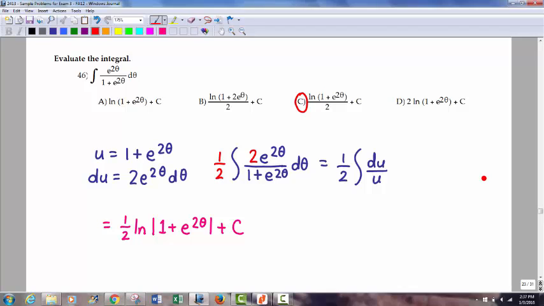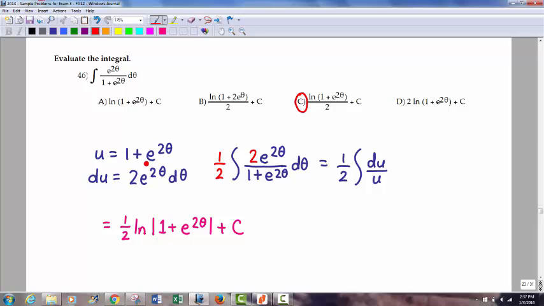All right, now here's one where it has e's, but the exponent would not make any sense as being what u should be. Now, what we have to do here is let u be the entire denominator of that fraction, because when we differentiate it, we're going to get close to the numerator.